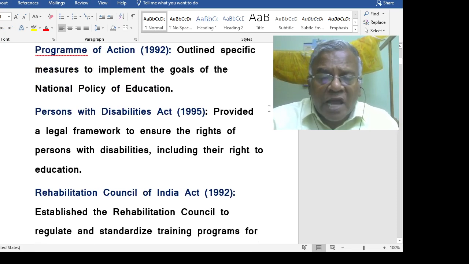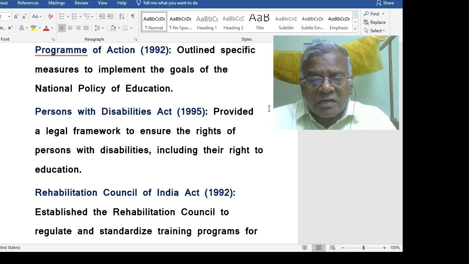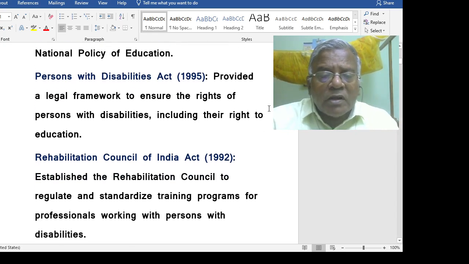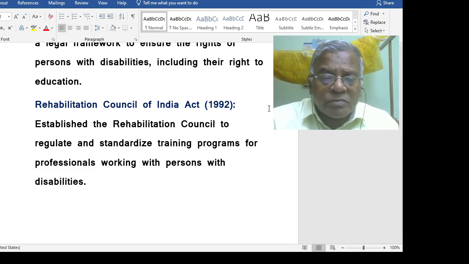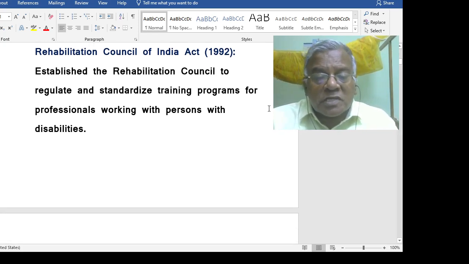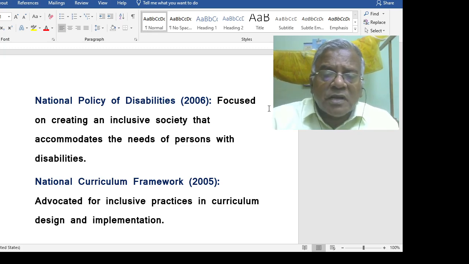Persons with Disabilities Act 1995 provided a legal framework to ensure the rights of persons with disabilities, including the right to education. So, Persons with Disabilities Act, it provided a legal framework. Now, Rehabilitation Council of India Act 1992, it established the Rehabilitation Council to regulate and standardize training programs for professionals working with persons with disabilities. Now, National Policy of Disabilities, that is 2006, it focused on creating an inclusive society that accommodates the needs of persons with disability.